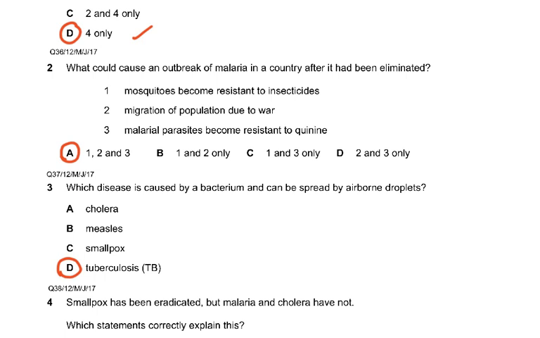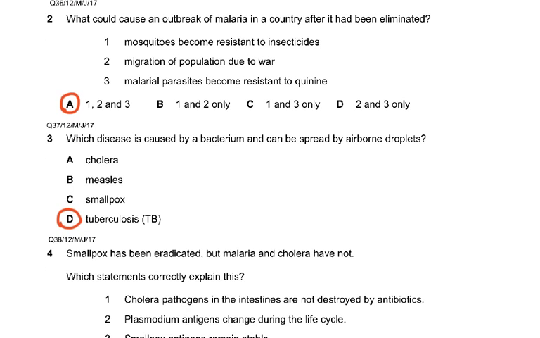What could cause an outbreak of malaria in a country after it had been eliminated? So malaria is finished in a country. We've got rid of the female Anopheles mosquito. So people are not suffering from malaria. They don't have plasmodium in their blood. Number 1, mosquitoes become resistant to insecticides. Migration of population due to war. Malarial parasite becomes resistant to quinine.